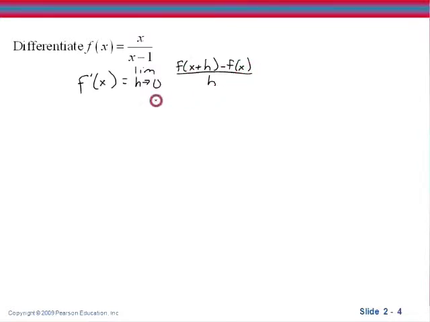Now in the past recordings we used x sub 0, and x sub 0 was a specific point, but we're going to use x here. So this is going to be the limit as h approaches 0 of f of x plus h. Well, that means we're going to take our function and plug x plus h in for x. So we'll have x plus h divided by x plus h minus 1 as our f of x plus h, minus f of x, which is what we started with, x divided by x minus 1, and this is all over h.